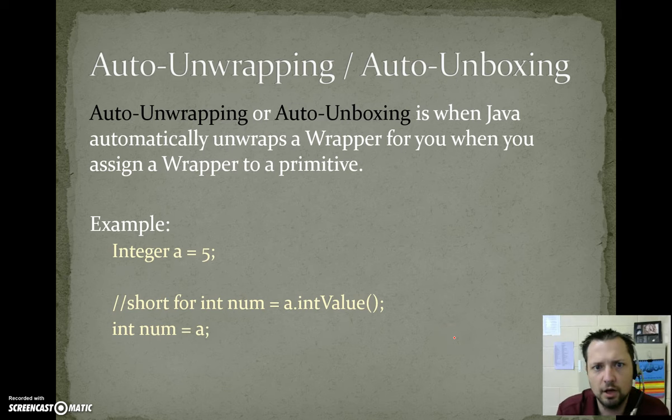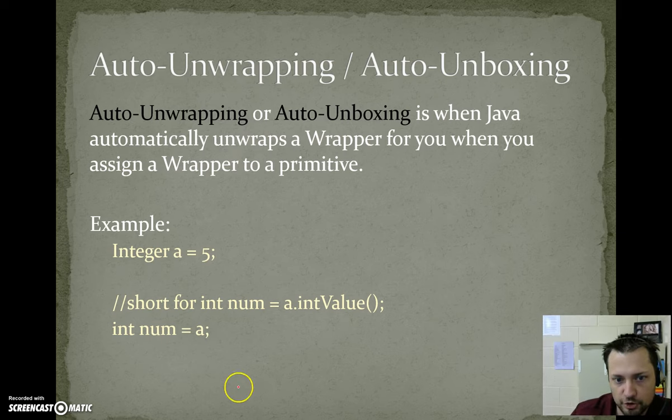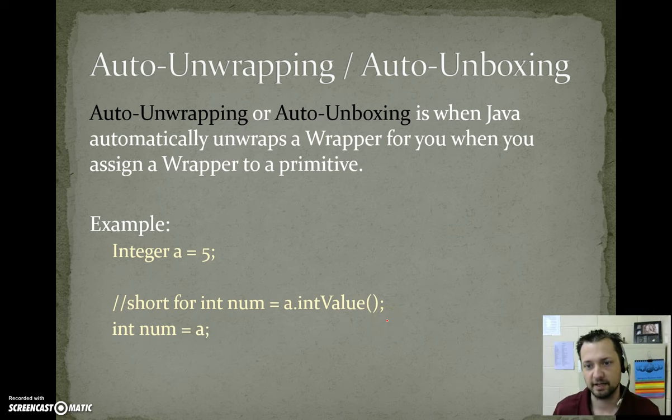We also have auto unwrapping or auto unboxing. It's when Java automatically unwraps a wrapper for you when you assign a wrapper to a primitive. So if we had Integer a equals 5, that would auto wrap it. And then later, if we want to take it back out, we could say int num equals a. That's short for writing int num equals a.intValue(). And it's cool that Java is handling all that difficulty for us. And that's it.